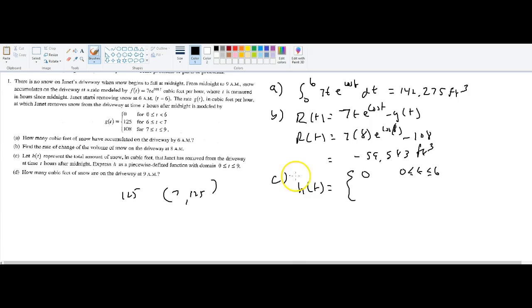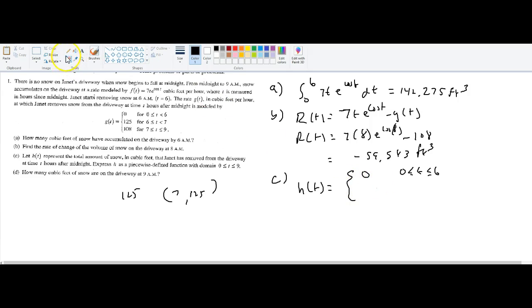And you might think, well, why can't I just put 125 times t? Well, if I put 125 times t, when I put a 6 in this equation, I get she's already shoveled 750 cubic feet. That won't work. And yet that's got to be part of the equation, doesn't it? So how are we going to do this?